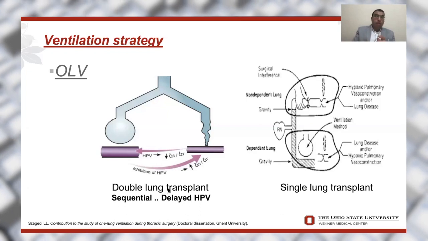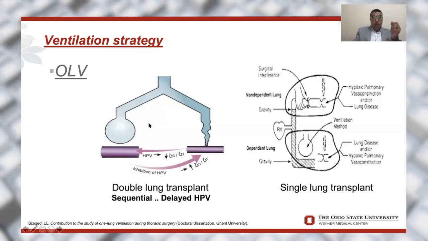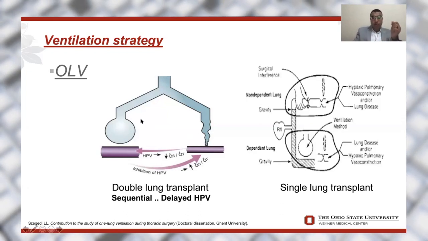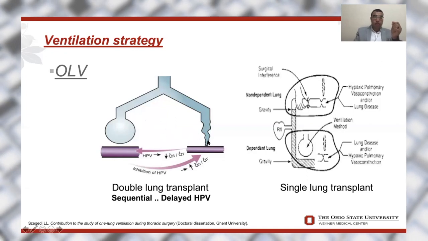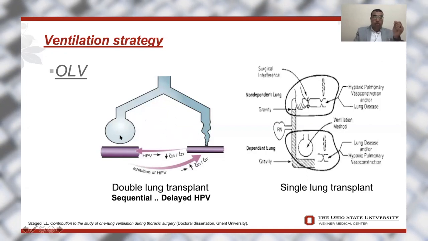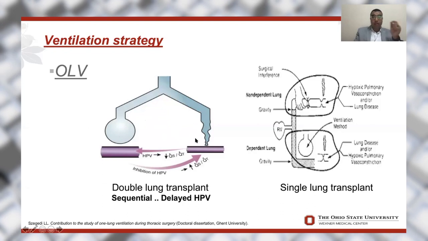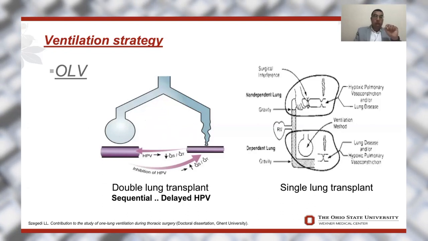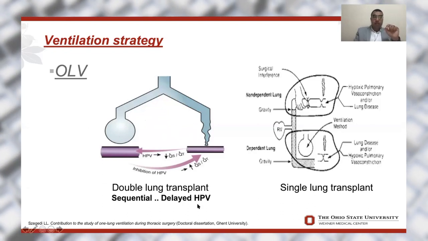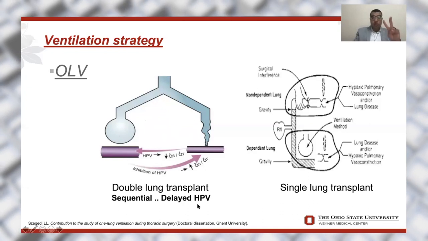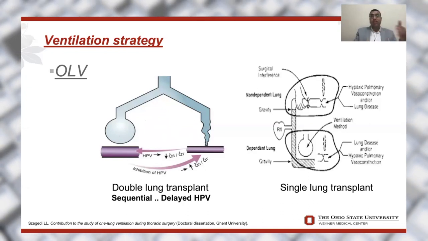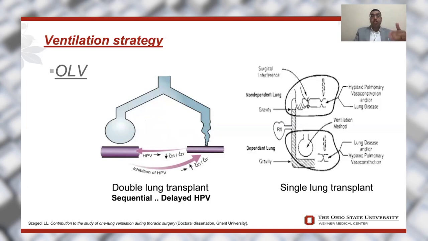Why? Because in double lung transplant, you ventilate here, the surgeon will transplant here. Then the surgeon will go here to transplant, and you will ventilate the new lung. The problem here is that hypoxic pulmonary vasoconstriction has two stages: an acute stage and a delayed stage. The delayed stage lasts up to hours.